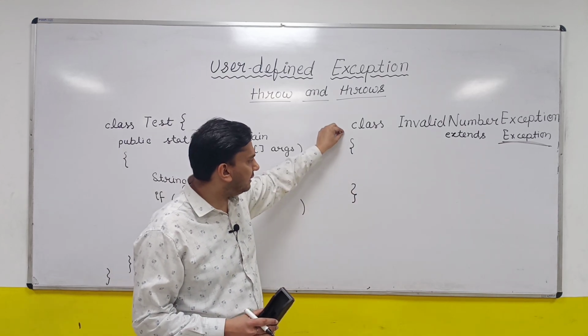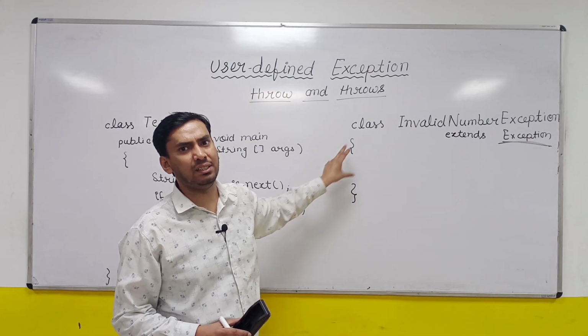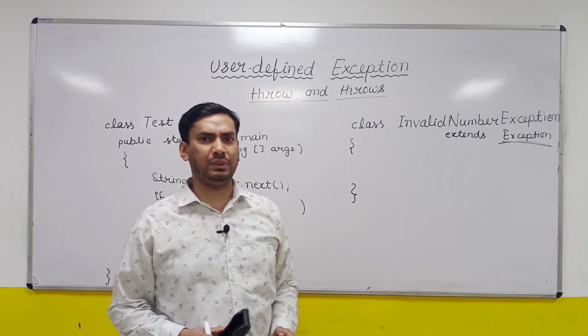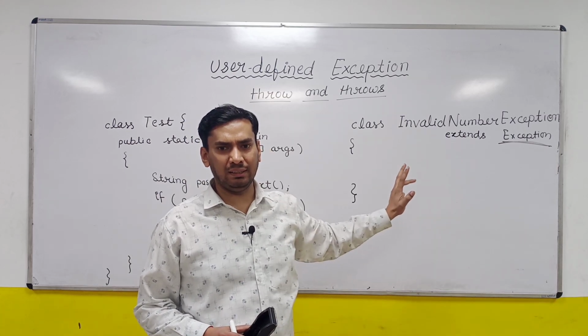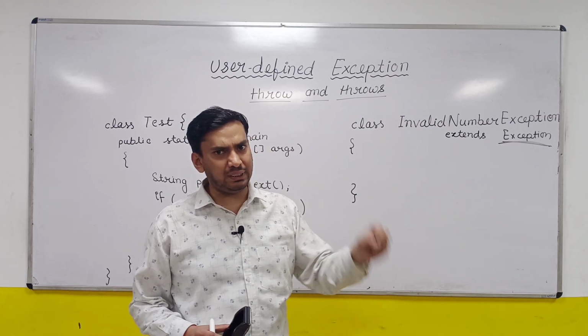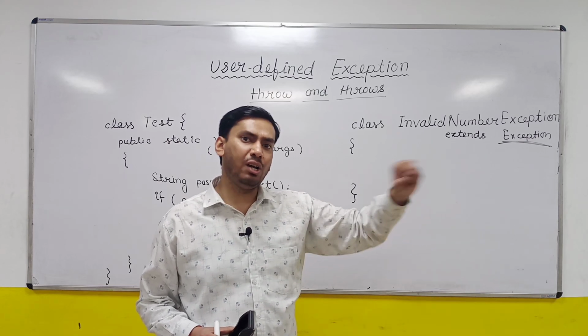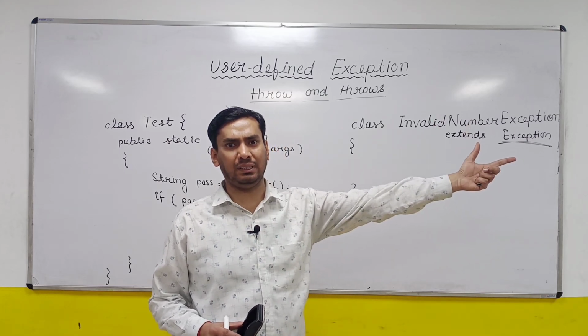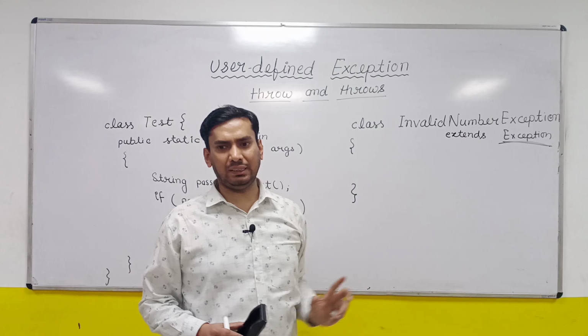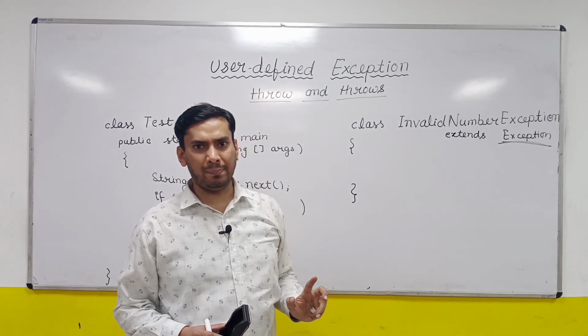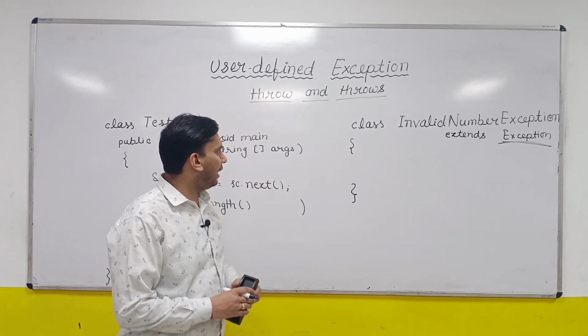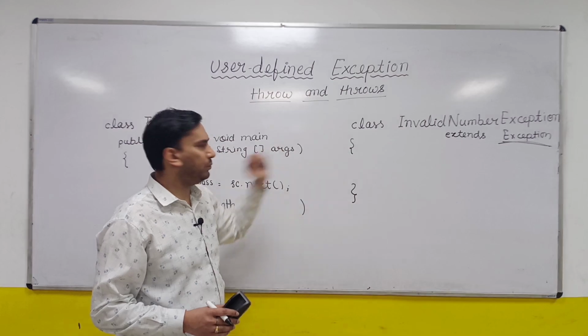Now this is the necessary and sufficient condition to create an exception. Nothing else is required here. Just create a class which extends Throwable or Exception or RuntimeException or any other predefined exception class. Your class will become an exception class. Right? Now its object can be thrown using the throw keyword.